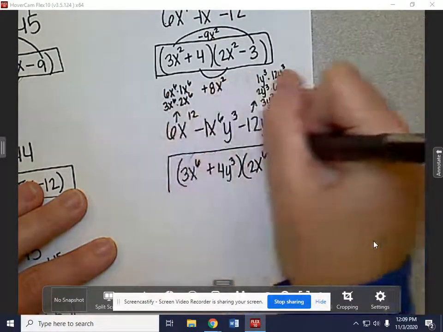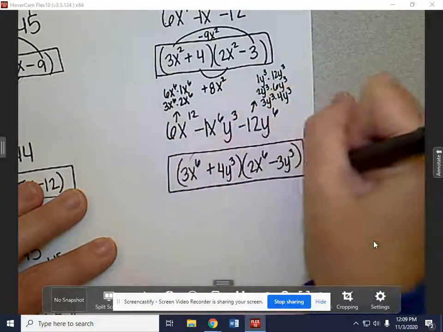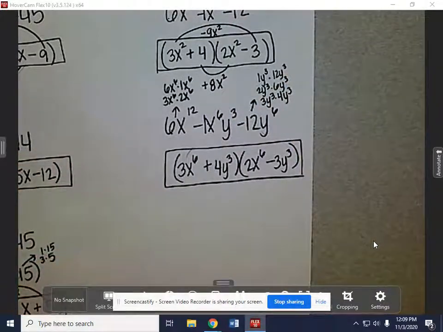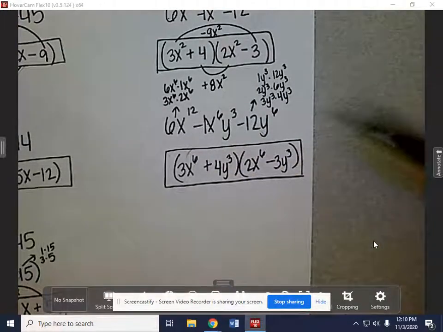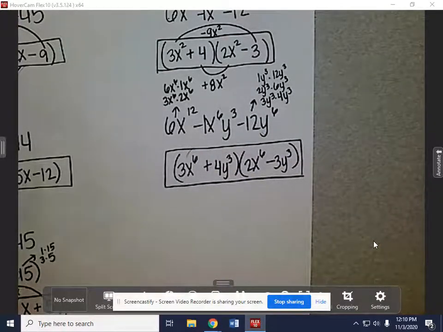So really the steps didn't change. Don't get freaked out if you see more variables happening. You're really just trying to split them up evenly between your binomials. It's really focusing on the coefficients to figure out your numbers, and then the variables you just split up.